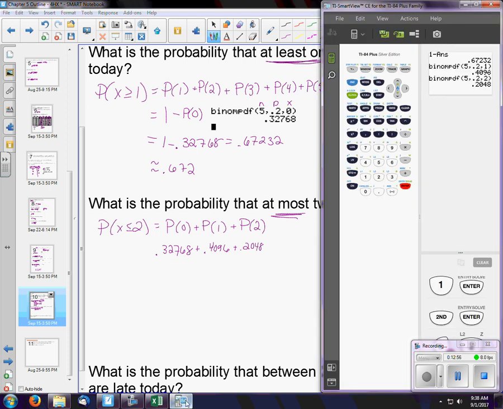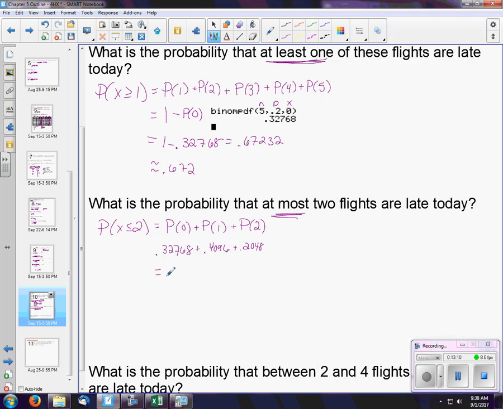So again, if we add those up, it's 0.2048 plus 0.4096 plus 0.32768. That gives us 0.94208, which is about 94%. So again, the nice thing about this is it takes out that big formula. It does save us some time, but the biggest part to this is how do you show your work for a question when so much of it's in the calculator?